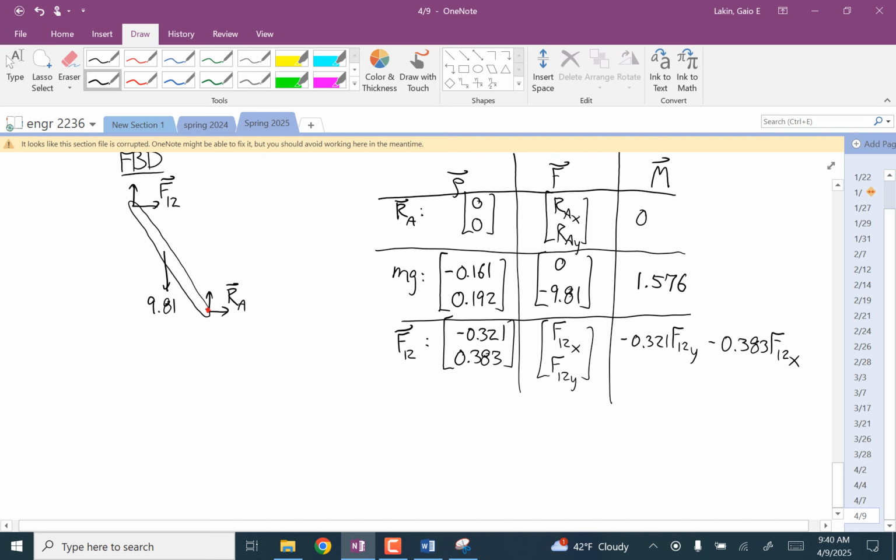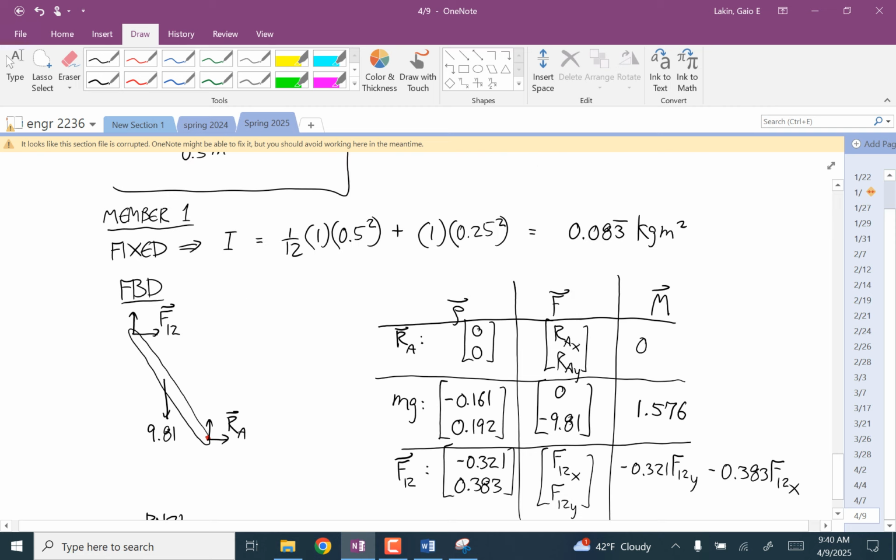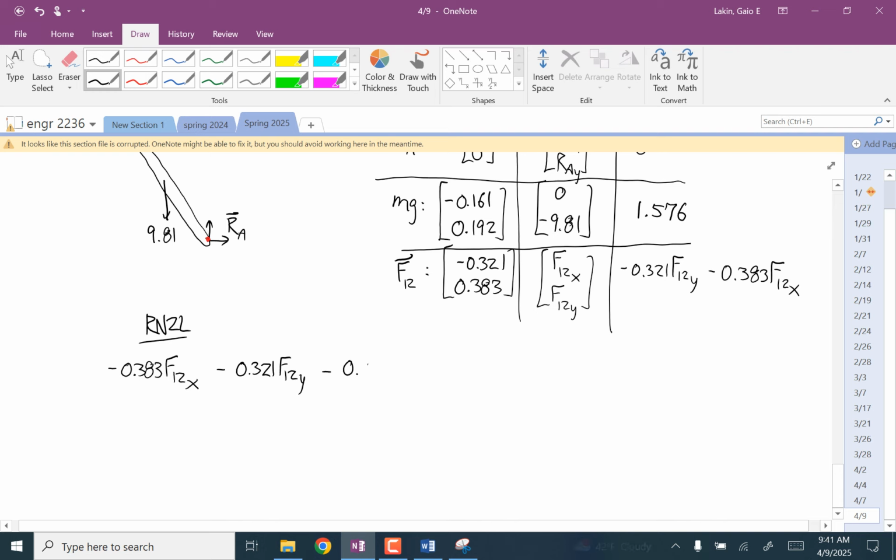And the first equation, this has a fixed point. We're not using Newton's second law. So the first equation is from rotational Newton's second law. And it says negative 0.383 F12x minus 0.321 F12y minus 0.083 repeating alpha 1 is equal to negative 1.576.